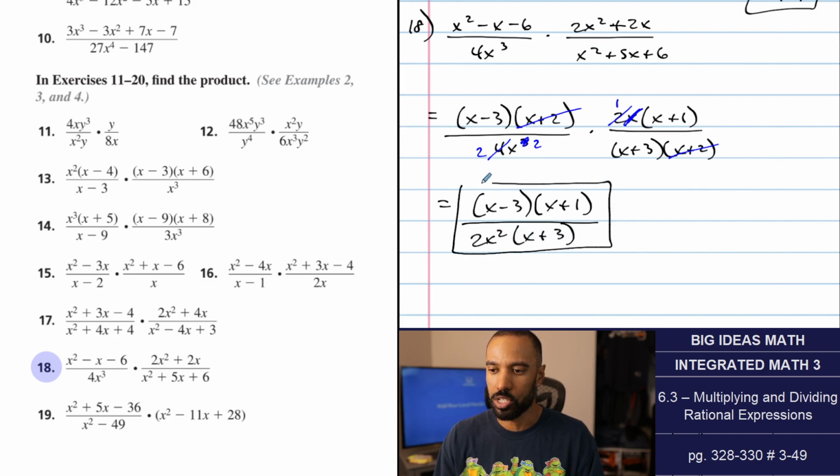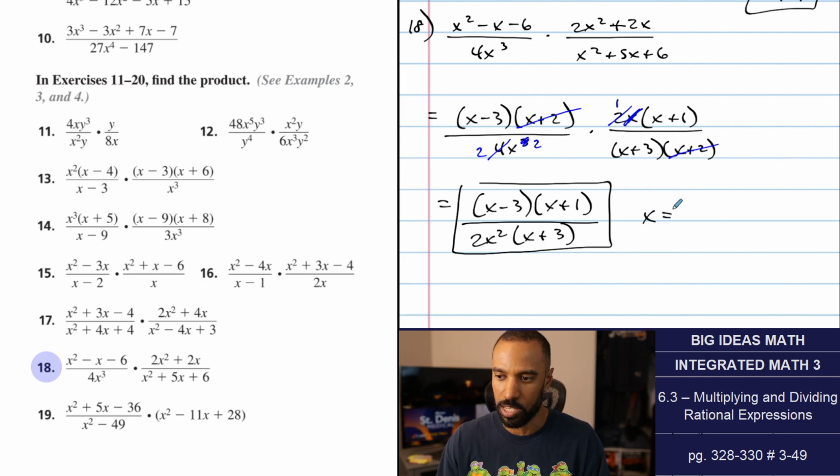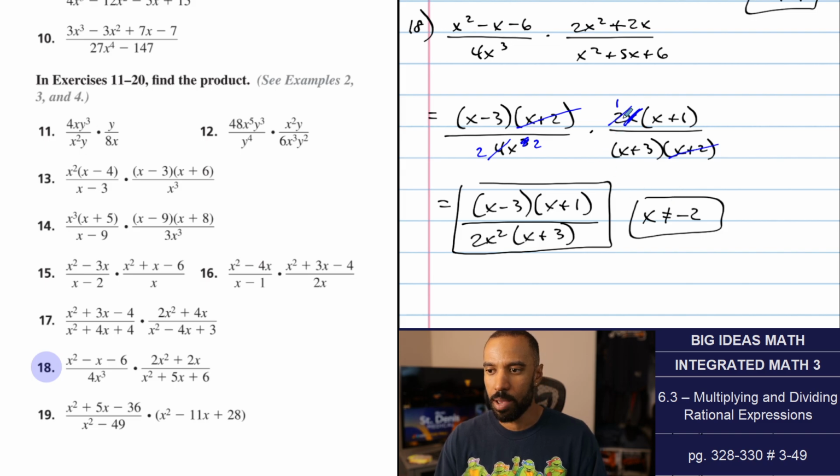Now, as far as restrictions go, the only one that canceled that's relevant to us is the x plus 2. So x can't equal negative 2. And say, Mr. Robinson, what about the x's here where x can't equal 0? It still can't equal 0. So we're good. Number 19.